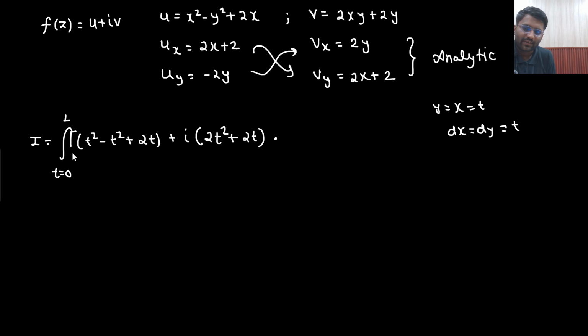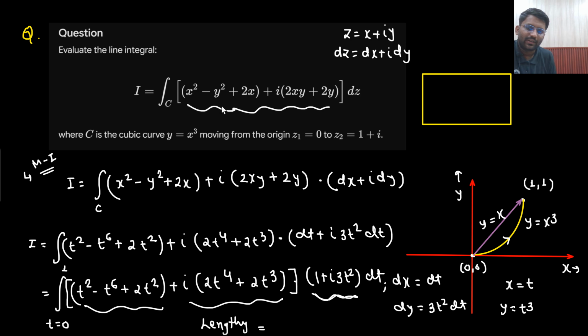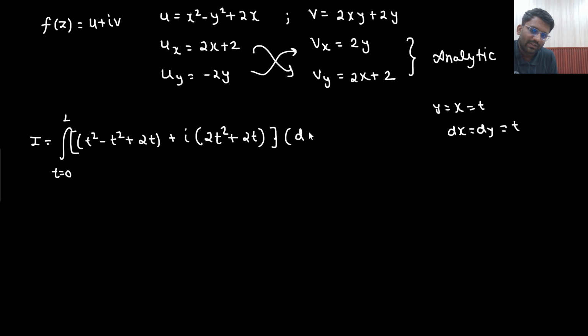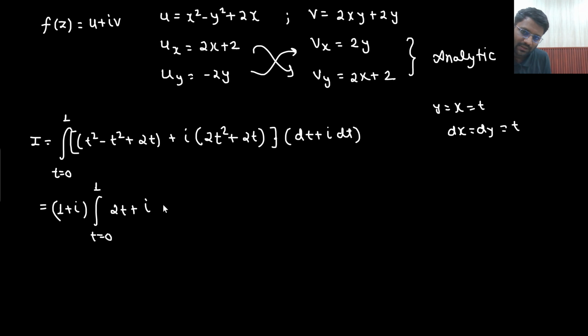Everything is going in the whole multiplication, because in the whole multiplication dz was there, no? So dx is dt and dy is also dt. So dx is dt plus iota dt. You can take dt outside, it will become 1 plus iota, which is a constant value, so you can take it outside. t going from 0 to 1. t square getting cancelled out. 2t plus iota, 2t square plus iota 2t, dt.